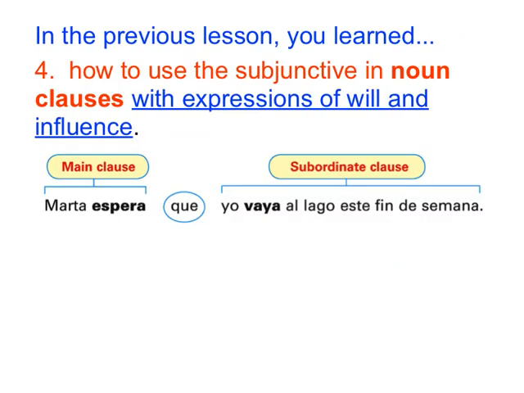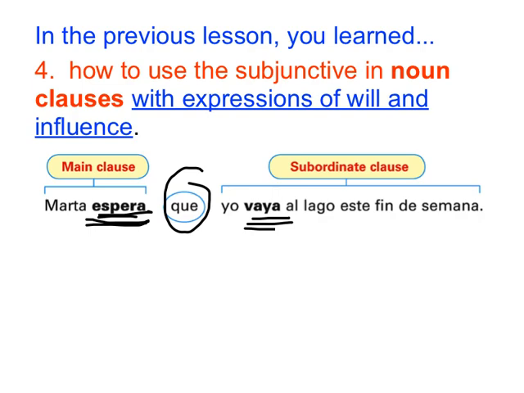And now we have our first use of the subjunctive in noun clauses with expressions of will and influence, verbs and expressions of will and influence. Please remember how the subjunctive is set up. We have the two clauses, the main clause and the subordinate clause. And those clauses are separated by the word que. The verb in the main clause is in the indicative. It's right here in the subordinate clause that we have the subjunctive verb, the present subjunctive.